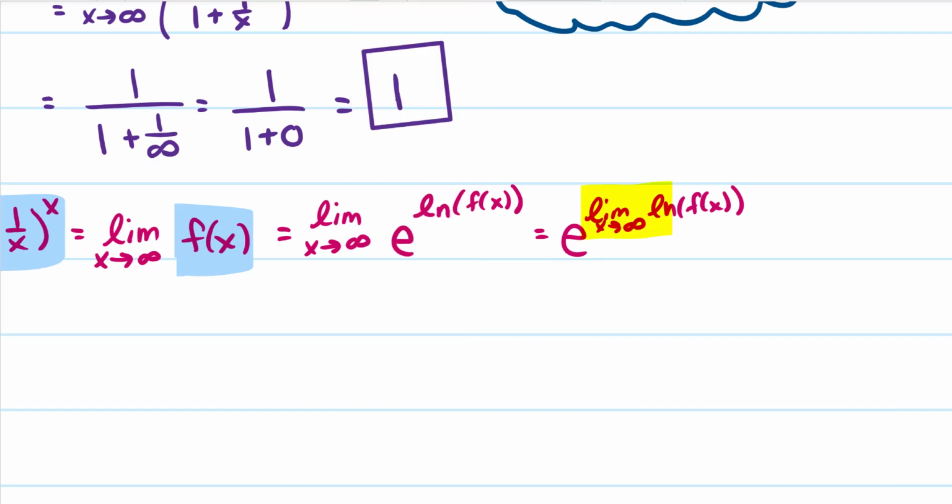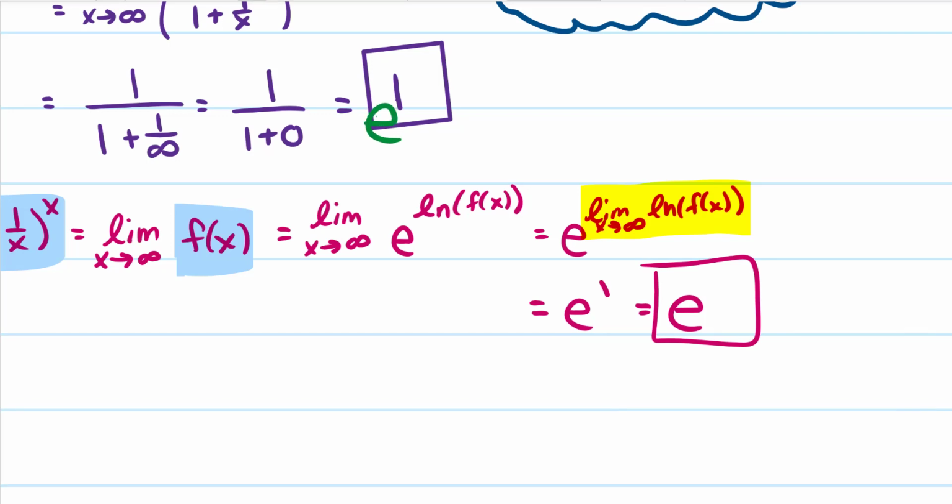And this part we just showed that that's 1. So we get this is equal to e to the 1, which is just equal to e. The shorthand for that is actually just to write an e right here. So you raise your final answer to the e.